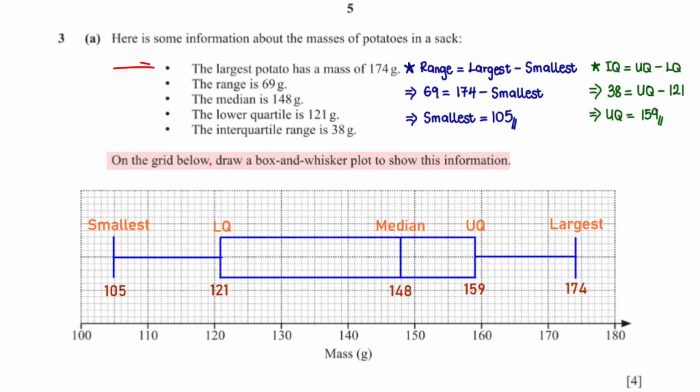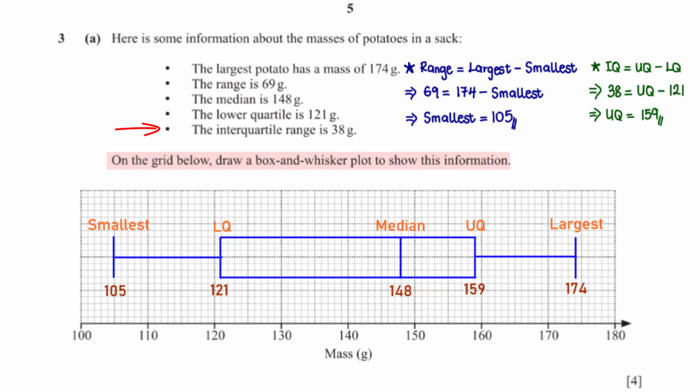From the question, we've been given the highest potato mass as 174 grams. We were also given the range as 69 grams. From this value of the range, we can calculate the smallest potato mass, which gives us 105 grams. We've been given the median value, which is 148 grams. We've also been given the lower quartile as 121 grams.